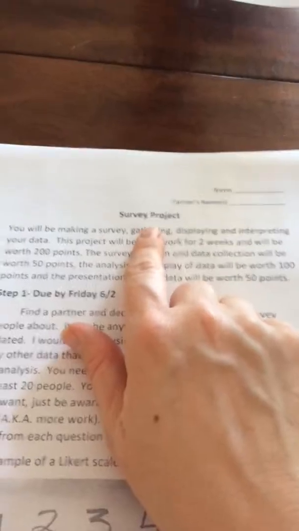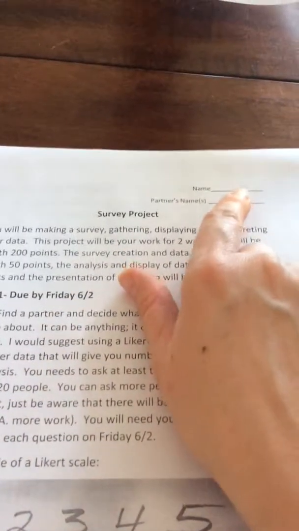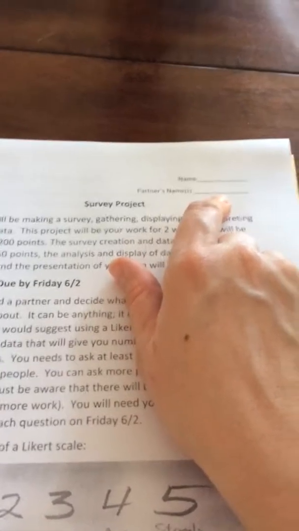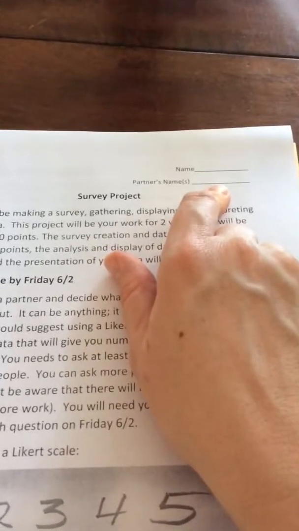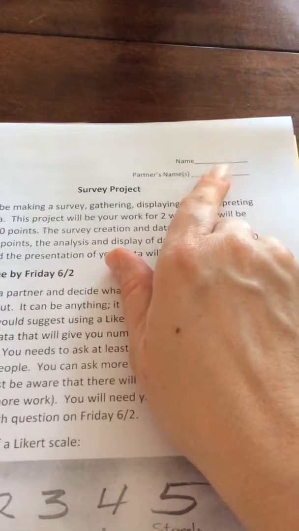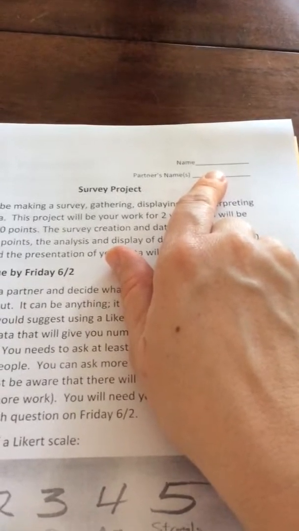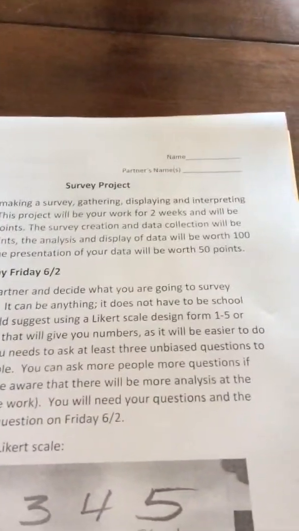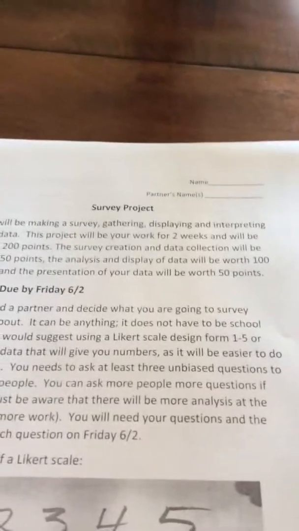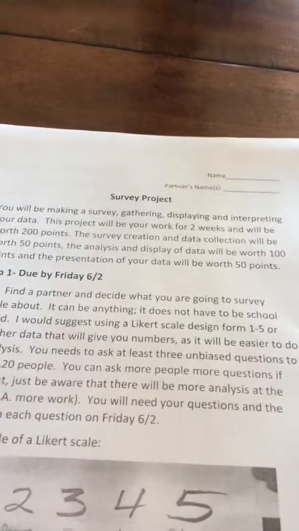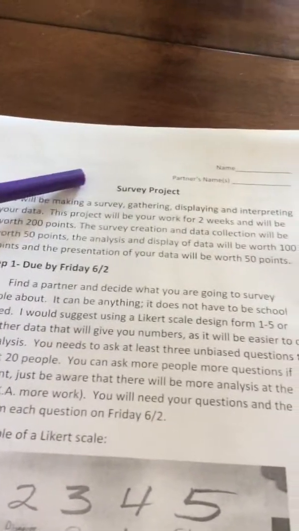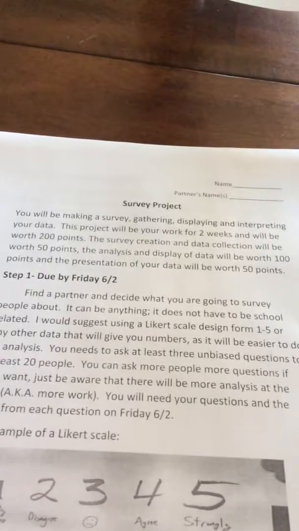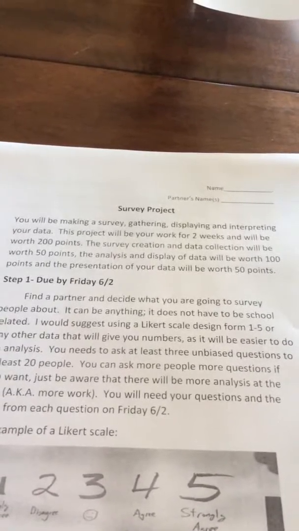Okay, so we're going to be working on a survey project. You are going to be working with a partner. You need to find one person to work with. In the case that there is an odd amount of students in the class, there may be one group of 3. But other than that, everybody needs to be in a partner group. Okay, so you're going to work on a project. You're going to be making a survey and gathering and interpreting the data.